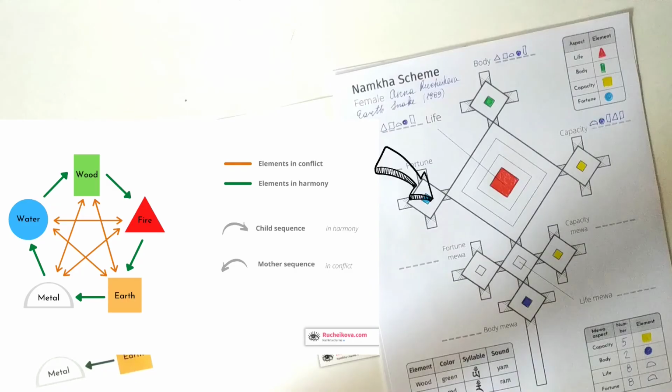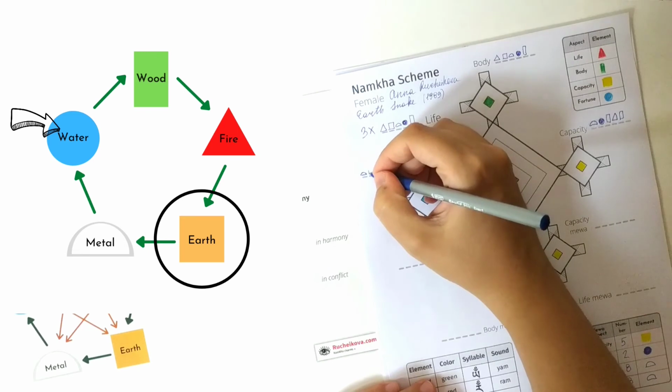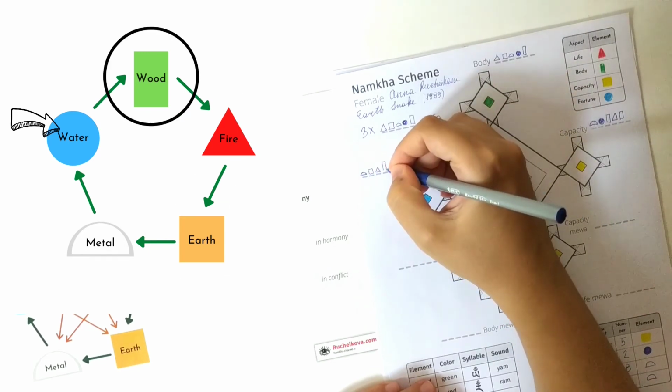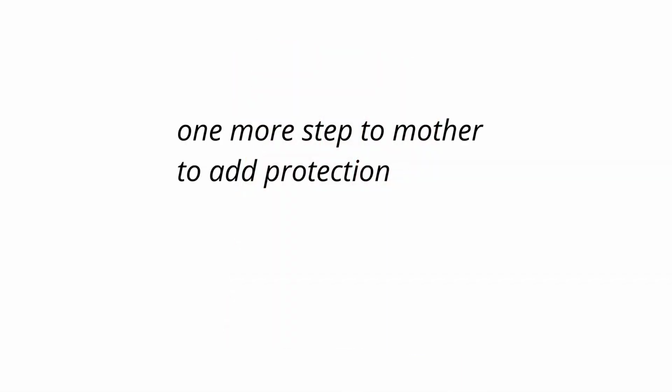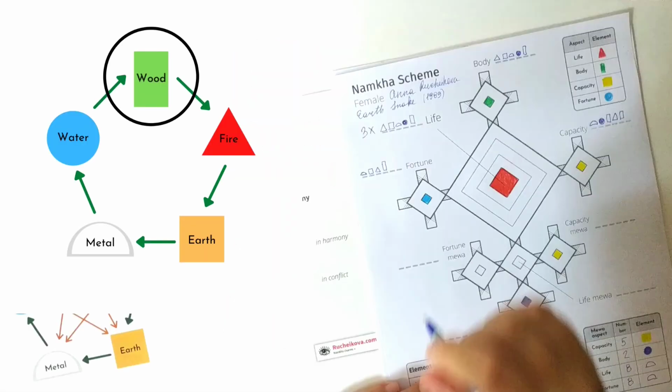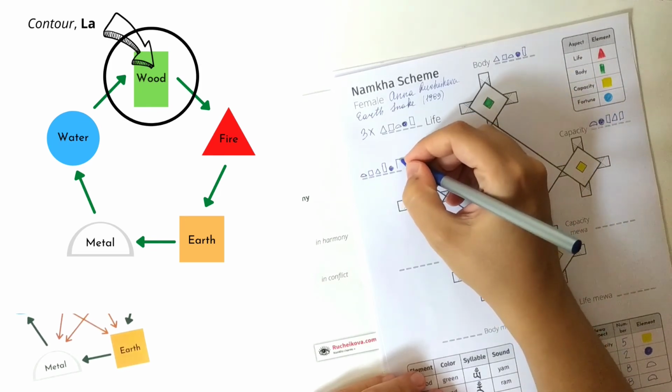Let's harmonize fortune. It is in conflict with life. I move counterclockwise. Metal, earth, fire, wood. I reach edge element, but because aspects are in conflict, I need to make one more step back to mother. Water, and only then back to the edge element.